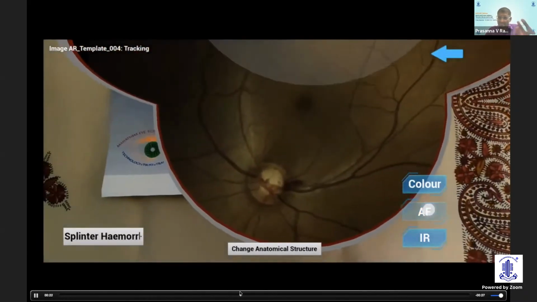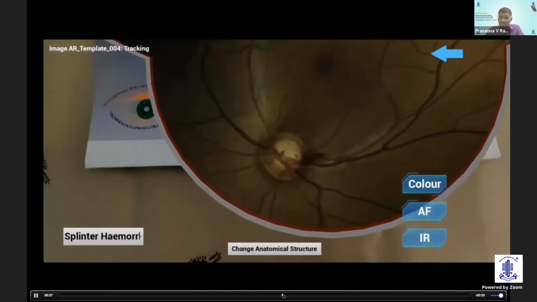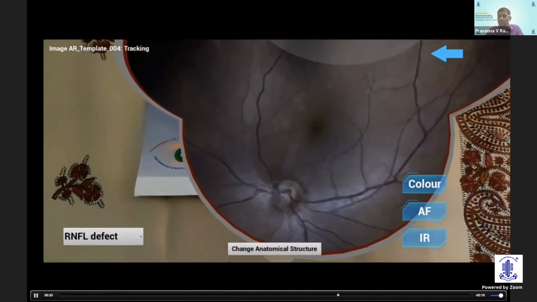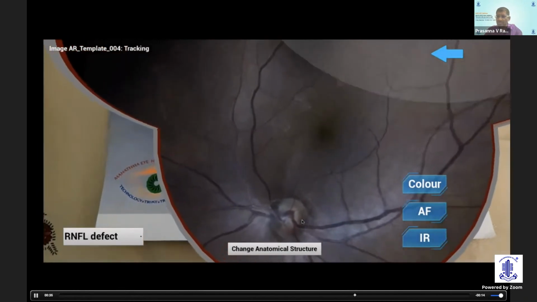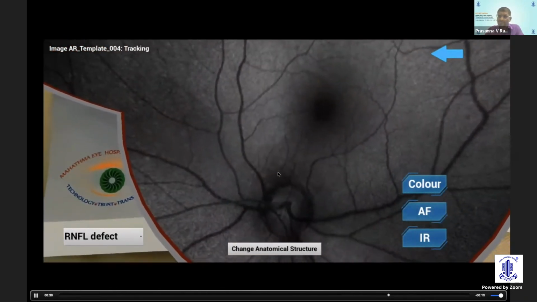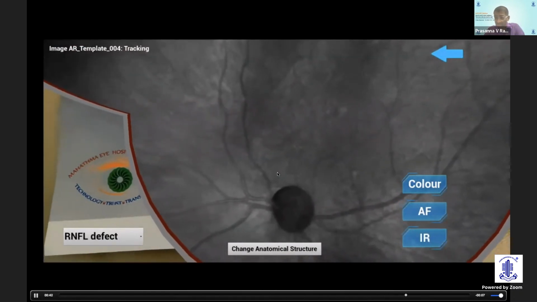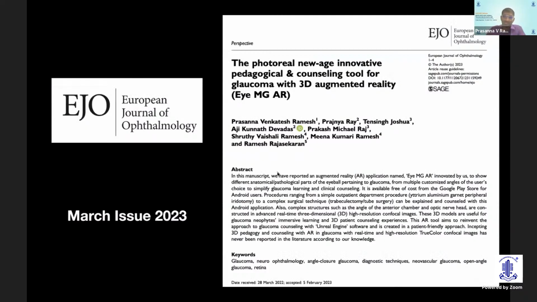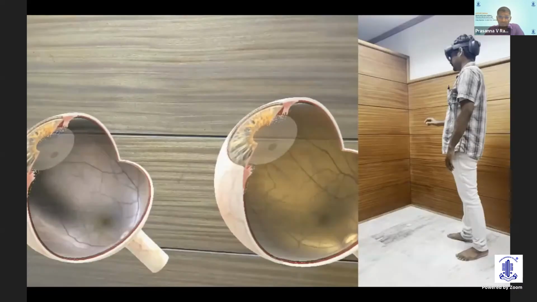The fundus, as you can see in an NTG patient, you can see the RNFL defect, which we tend to show for a neophyte, and he tends to grasp this with difficulty when we show it in 90D. These can all be beautifully shown in the models that we have innovated. And augmented reality is going to be the way forward in teaching, is what we have experienced, and we have evaluated it and published it in the European Journal of Ophthalmology.